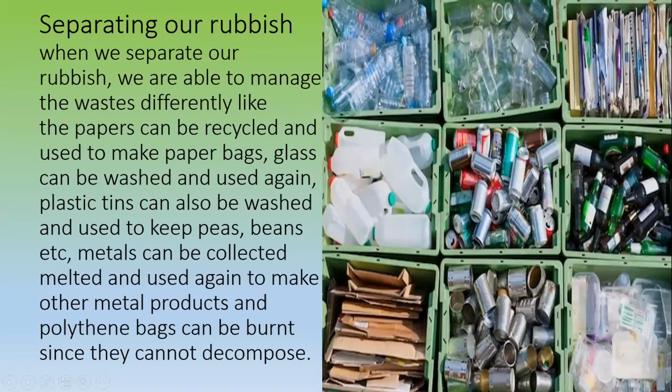When we are managing waste, we can separate our rubbish. This is a way of managing waste in the environment. We can separate our rubbish because when we separate it, we're able to manage the different categories of rubbish in their particular respective ways, like papers, the glasses, the metals, these plastic cans, the cardboard, these tins, all of them, we're able to manage them differently.